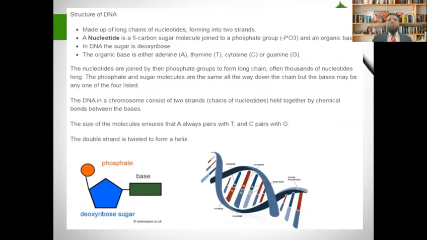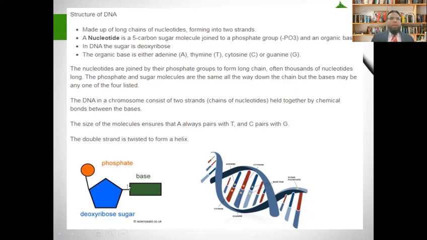Now come to the next one. This one is about DNA. If you study DNA in the diagram, you will see that DNA is a double-stranded molecule, which contains many nucleotides.